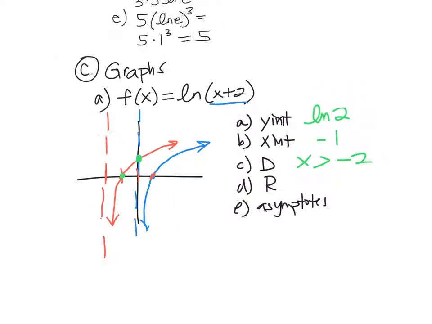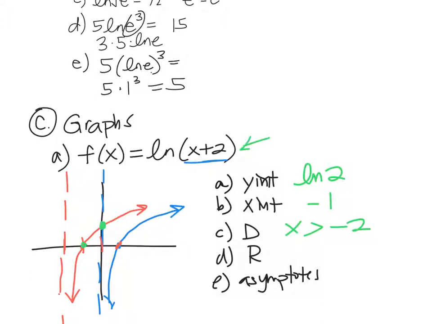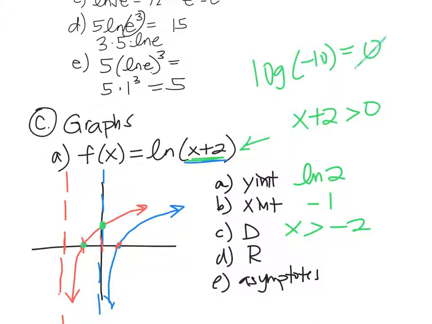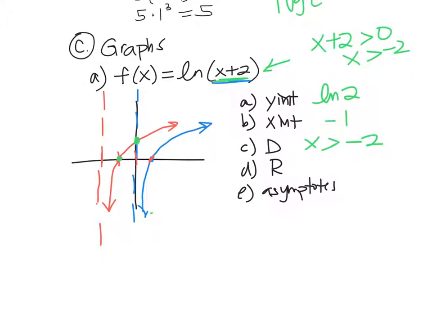The other way is you can look at this and go, x plus 2 is inside of this log here. It has to be greater than 0. If I ask you, like, what's the log of -10, the answer is no solution. You can't take the log of negatives or 0. So then you would subtract, and you get x has to be greater than -2. So you could do it either algebraically or look at the graph that you graphed and do it that way.